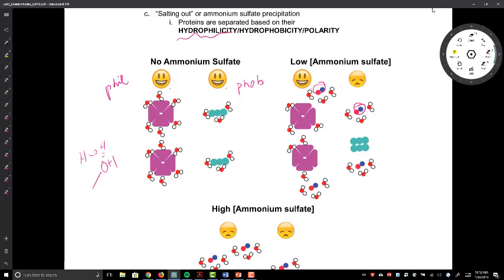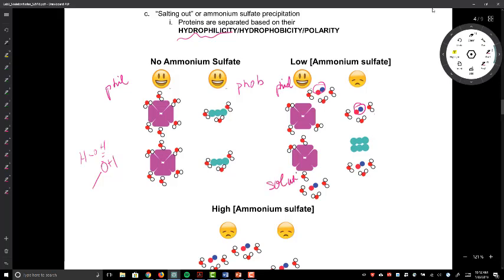So for our hydrophilic protein, Phil over here, some of the water molecules that are solvating its surface are going to get scavenged to solvate the ammonium sulfate ions instead, but there's still a bunch of hydrophilic groups there that are being solvated by waters. So at a low ammonium sulfate concentration, Phil is pretty happy. He's still solvated, and he's hanging out in solution.